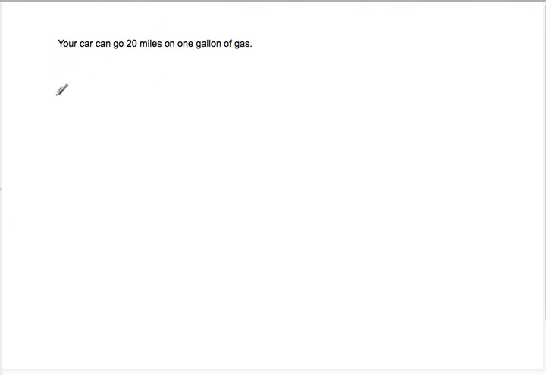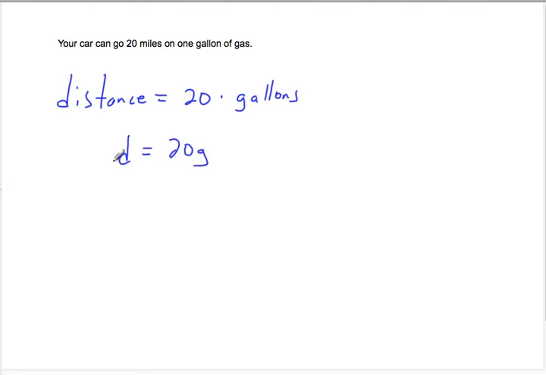So the distance your car goes is going to equal 20 times the amount of gallons of gas you have. So if you only had 1 gallon of gas, you could only go 20 miles. So I'll say D equals 20G. If you had 2 gallons of gas, you could go 40 miles. Right? 3 gallons of gas, you could go 60 miles.